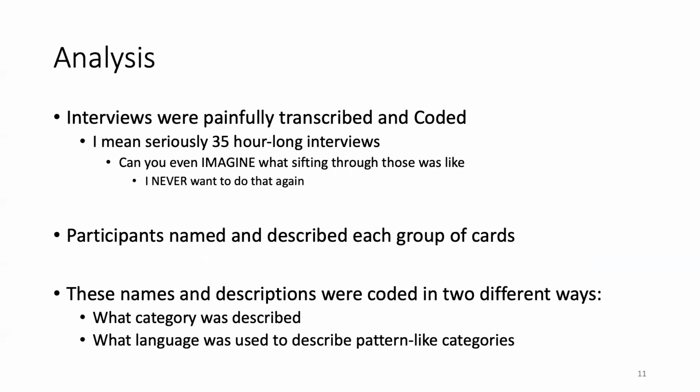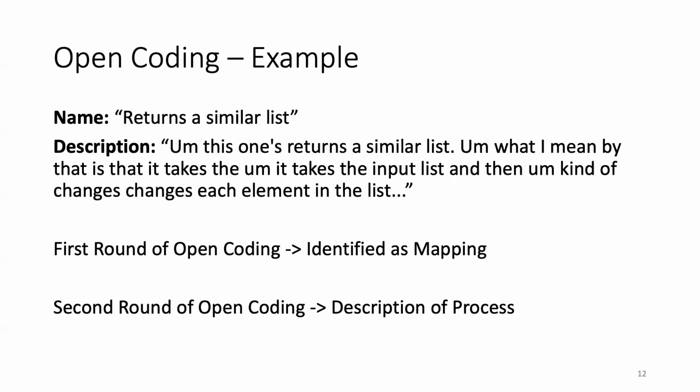The main analysis in this study comes from 2 rounds of open coding of interview transcripts. During the card sort, participants named each of the groups they created, and immediately after each of the card sorts, participants described each of the groups in a semi-structured interview. These names and descriptions were coded in 2 rounds of open coding. The first round looked at what category was described by the participant. The second round of open coding looked at the language participants used to describe pattern-like categories.